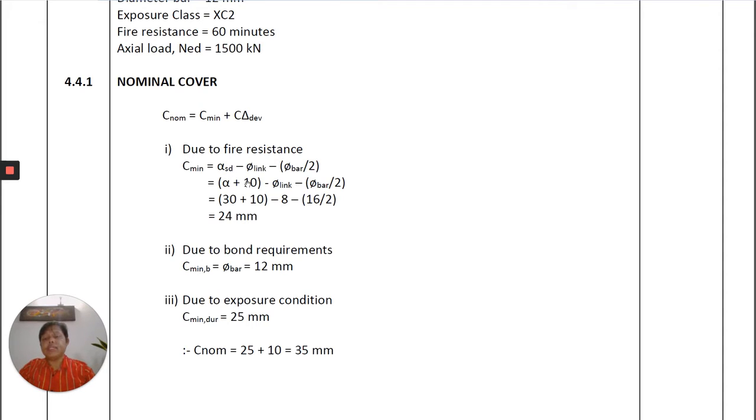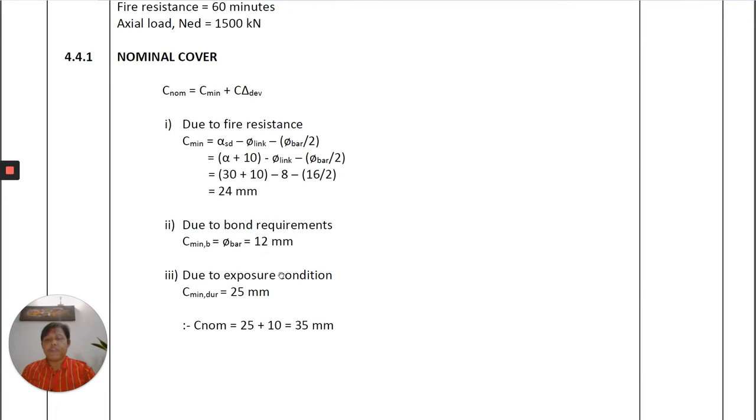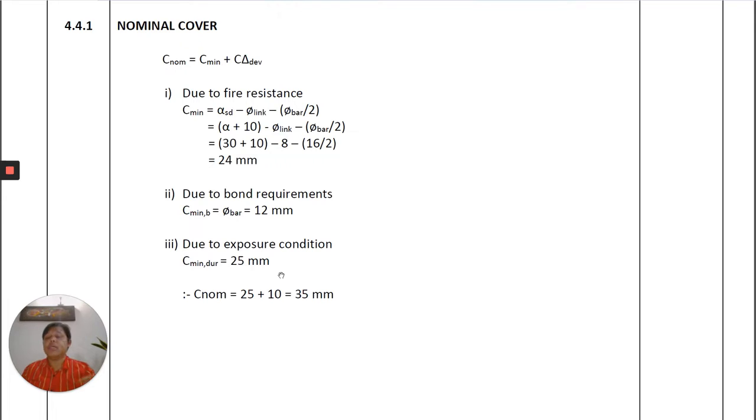In my case here, the a_sd value is referred to the simply supported table, which is table 5. If I refer to the design appendix, it is table 5.5. Therefore, the a_sd is equal to 30 mm. Then I got the C minimum due to the fire resistance is 24 mm. Due to the bond requirement, it is equal to 12 mm. And due to the exposure condition, C minimum durability is equal to 25 mm. Then we compare these three values, and the maximum one is 25 mm. Then the nominal cover is equal to 35 mm.